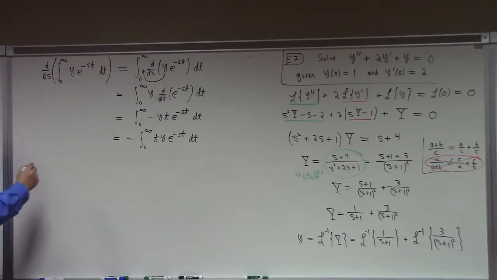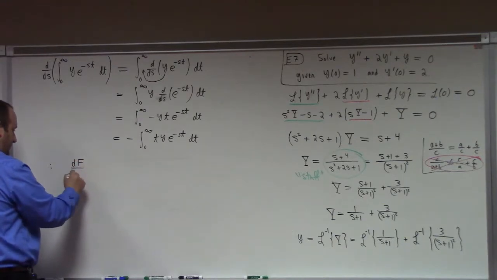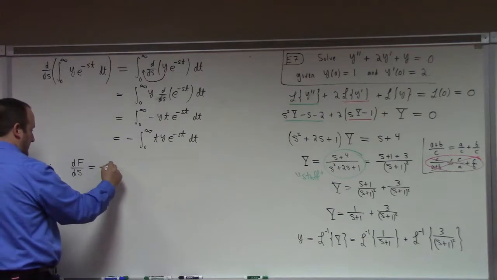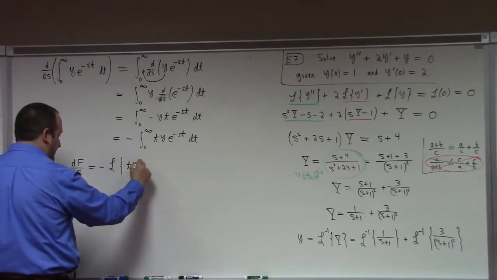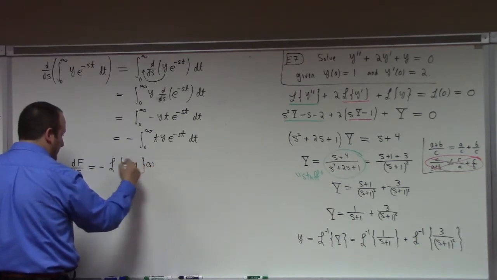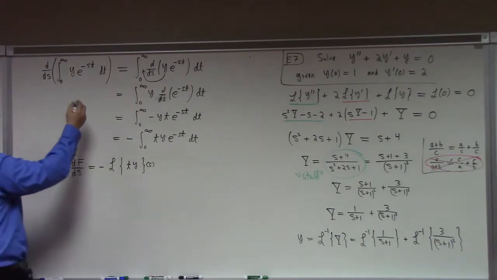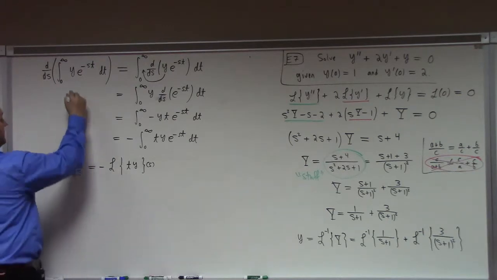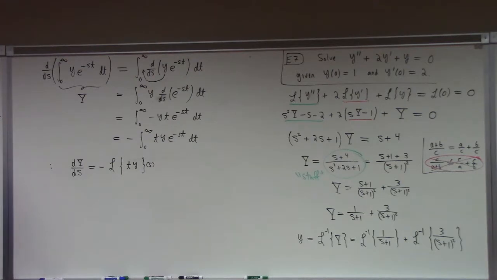Aha! So, therefore, the derivative of the Laplace transform with respect to s is equal to minus the Laplace transform of t times y of s. I'm sorry, I should be using big Y, shouldn't I? This is big Y, right? So I'm showing the derivative of the Laplace transform of y is, in fact, the Laplace transform of t times y with a minus.